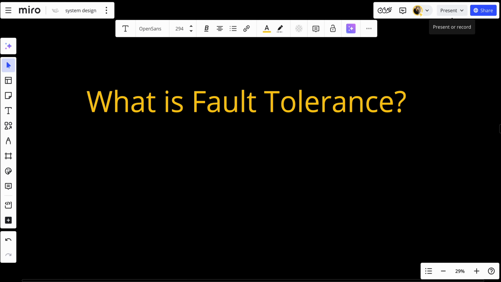First, what exactly is fault tolerance? Fault tolerance is the ability of a system to continue functioning even when one or more of its components fail. This is critical in systems that need to maintain high availability and reliability. For example, think about an airline booking system. Even if one server goes down or a database connection fails, the system needs to remain operational so users can still book flights or check their reservations.